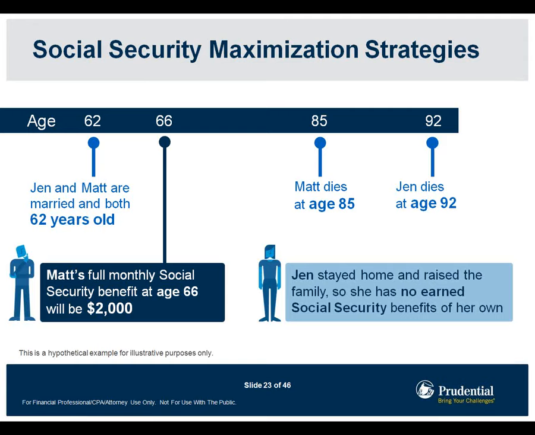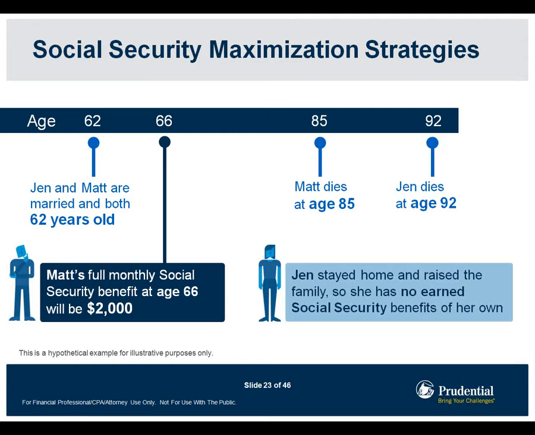Let's assume Jen and Matt are married and both 62 years old. Let's assume Matt's full benefit when he reaches his full retirement age at 66 will be $2,000 a month. Let's assume Jen stayed at home and she had no earnings record. So let's keep it very simple. We'll assume Matt lives to age 85. We'll assume Jen lives to age 92.